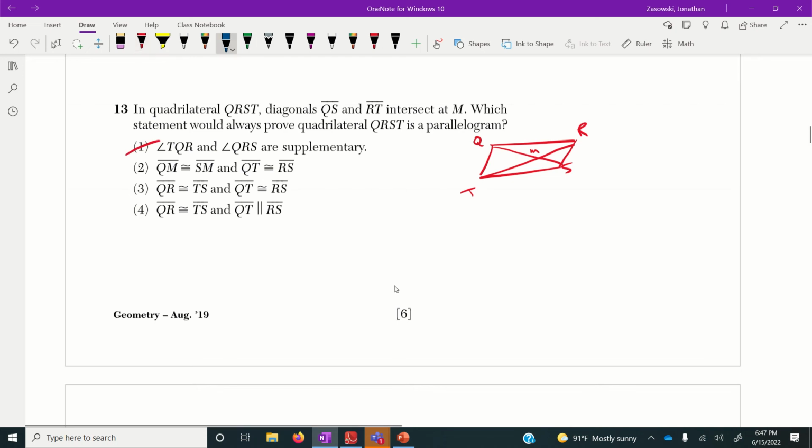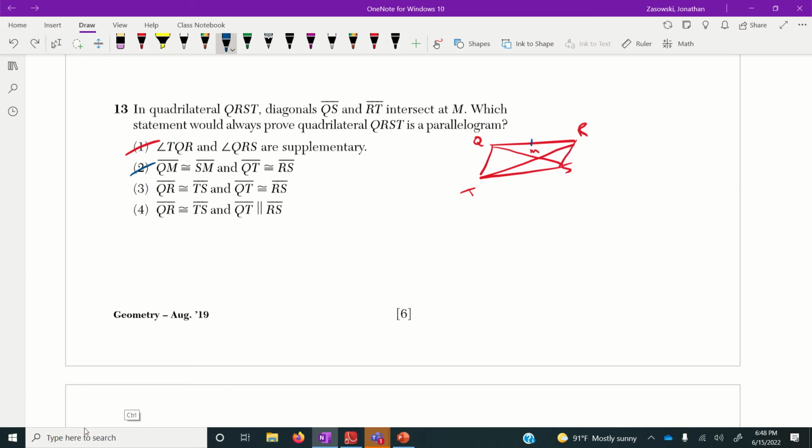What about QM being equal to SM and then QT and RS, right? That's not enough. Either both diagonals have to bisect and be equal or both opposite sides, not one set of each. So that one's out. QR and TS. What about these two sides equal and then QT and RS? That works, right? Opposite sides are congruent. So that works. Okay. And then the other option would be choice 4.